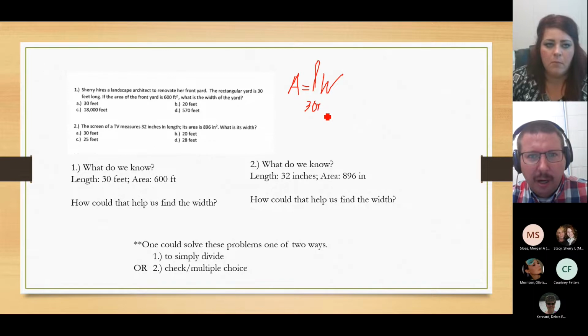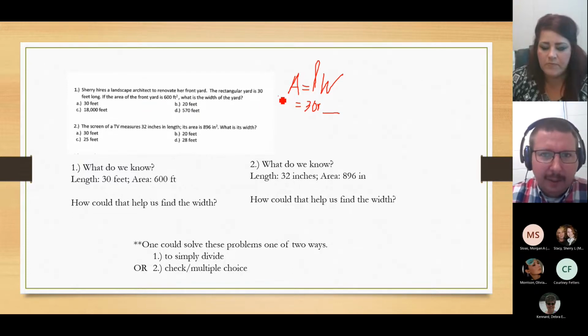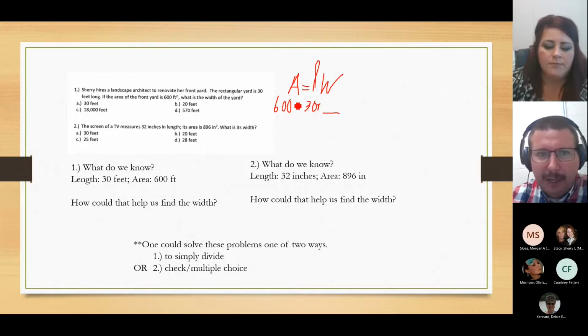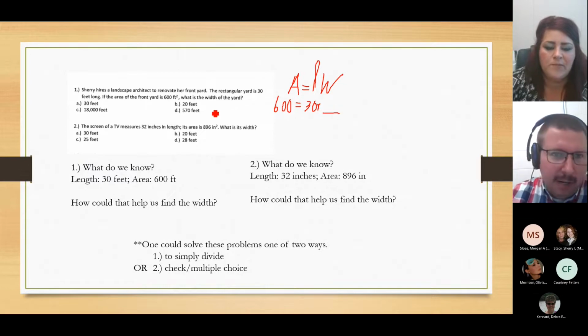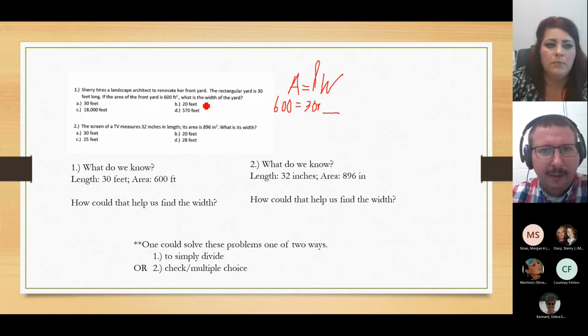Width, we don't know, because that's what we're asking. Area, do we know the area? Yeah, it's 600. That's the only number from the question we haven't used yet. And it being multiple choice, we can just plug each one of those answers in, take 30 times 30, see what we get. It has to equal 600. If that doesn't work, try 20. 30 times 20, see if that's what we get. And that equals 600.